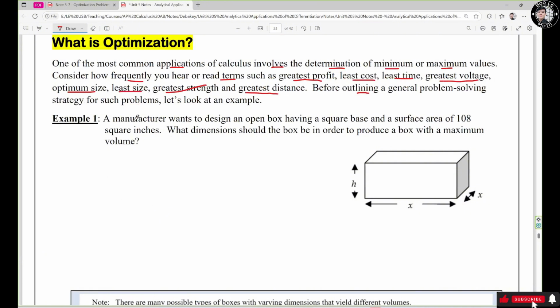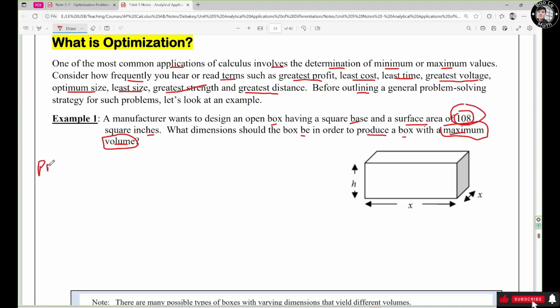Example number 1. A manufacturer wants to design an open box having a square base and a surface area of 108 square inches. What dimensions should the box be in order to produce a box with a maximum volume? So we have two things to consider. The first one is the primary equation, which is what the question asks you to do, which is the maximum volume. And the second one is the secondary equation, which is what's given. So it's given 108 right here.